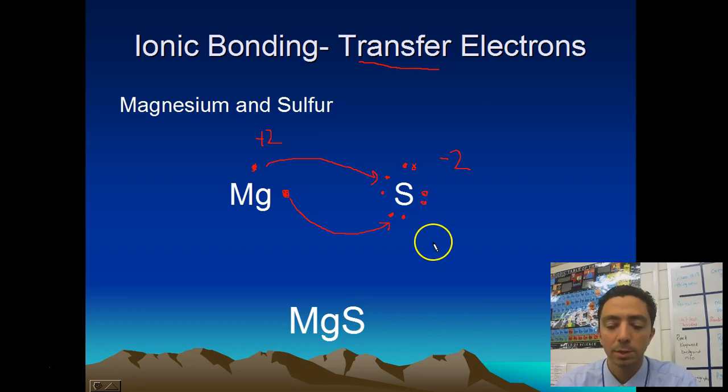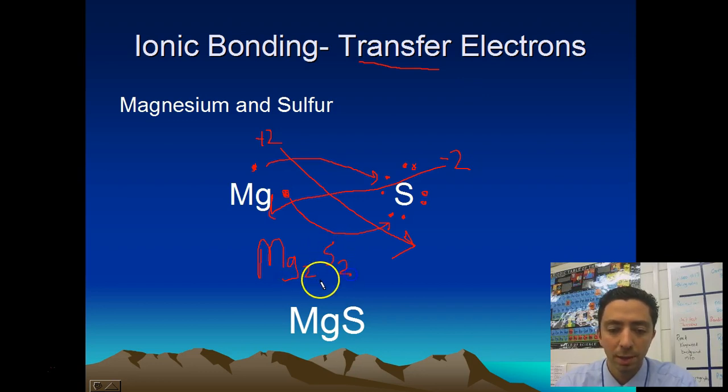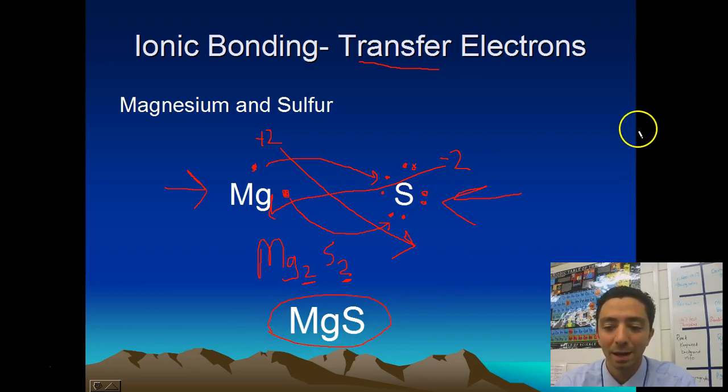I mentioned the crisscross method in class. We can crisscross the charges, right? We crisscross them down, we take the 2 and we take the 2, and we end up with the formula Mg2S2. These 2's can simplify out then, right? 2 is divisible by 2, so we'll simplify it, and we get MgS, right? We only need 1 magnesium. There's my 1 magnesium. For every 1 sulfur, there's my 1 sulfur. And so here is our resulting chemical formula. That is ionic bonding, all right?